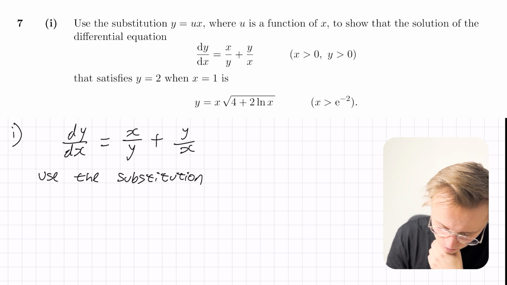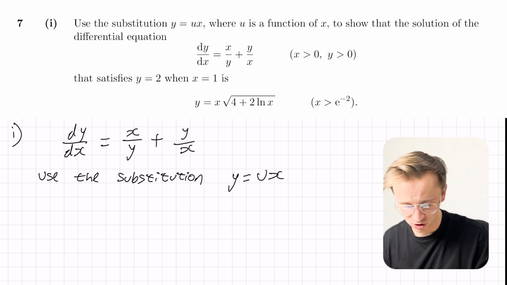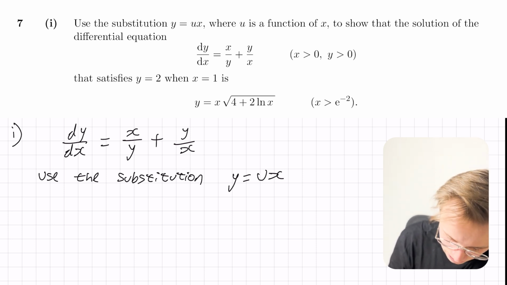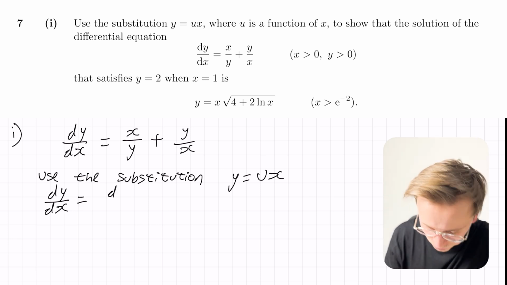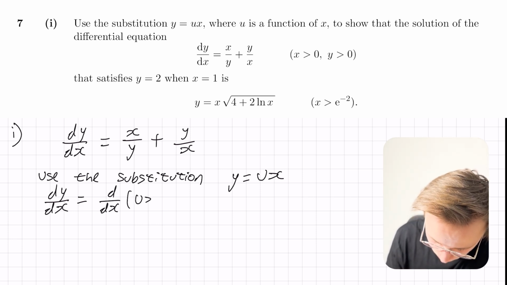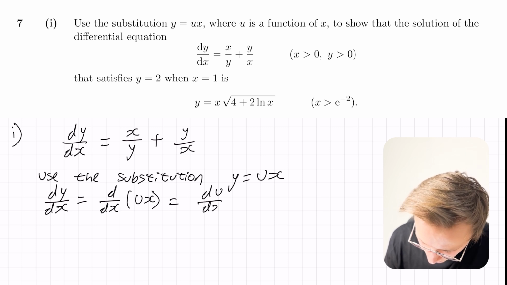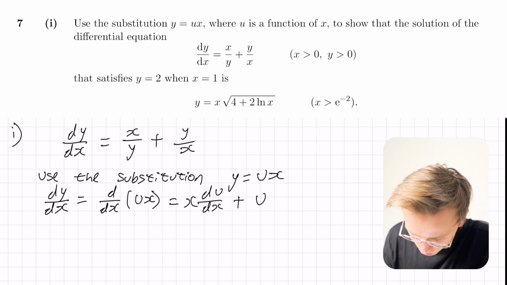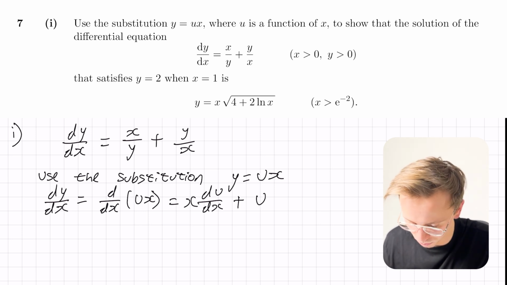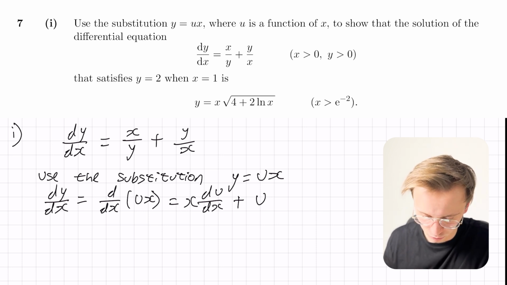Substitution: y equals ux. Okay, so first off, I want to find out what dy by dx is in terms of u and x. For dy by dx, you're going to need to use the product rule, so it's d by dx of ux. This is equal to du by dx times x, so I've left the x alone, and then it's plus u times dx by dx, which is just 1, so I can leave it like that. Okay, so now I can plug everything in.